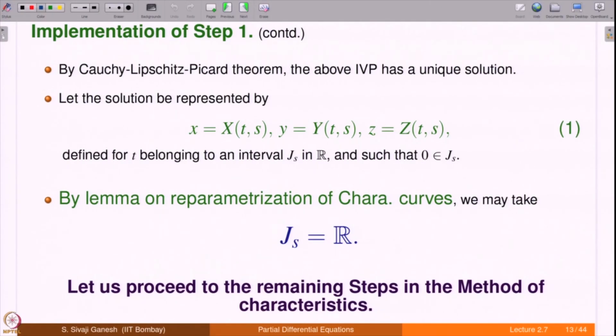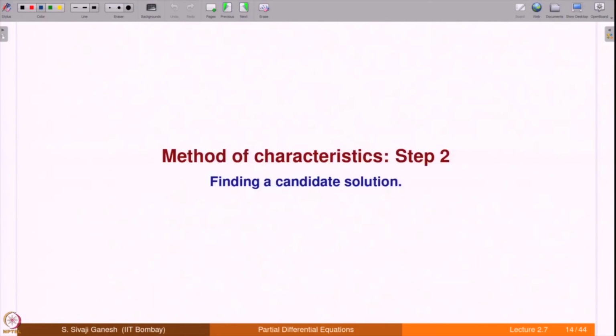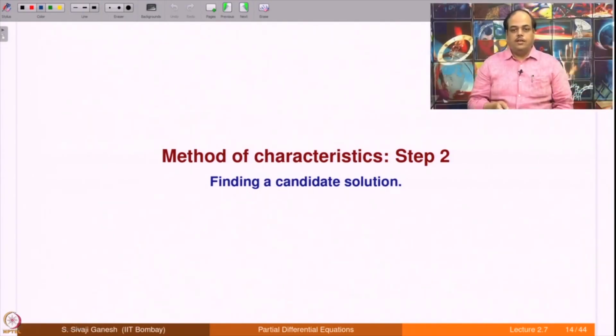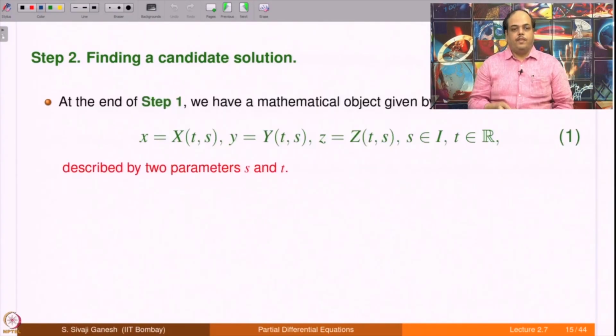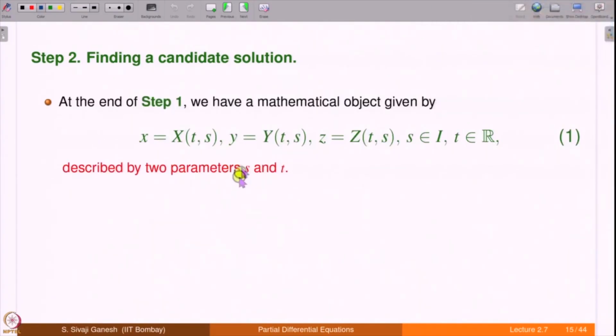So, now let us proceed to the remaining steps in this method. Second step is finding a candidate solution. How do we get that? Of course, we have to take help of what we have achieved so far. So, this mathematical object is described by 2 parameters and this lives in R^3. So, we hope it is a surface, that is the idea.